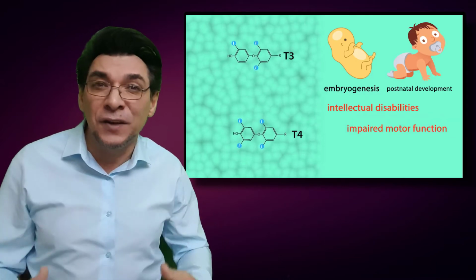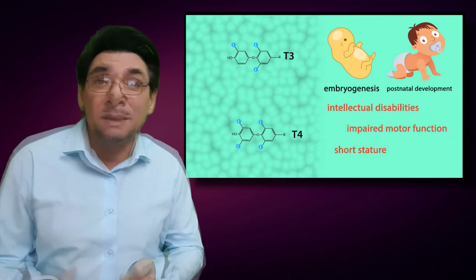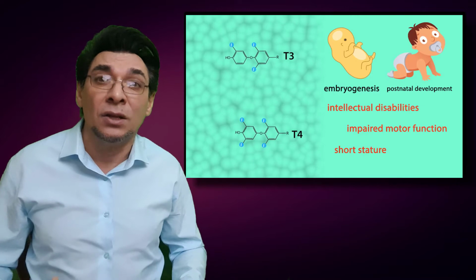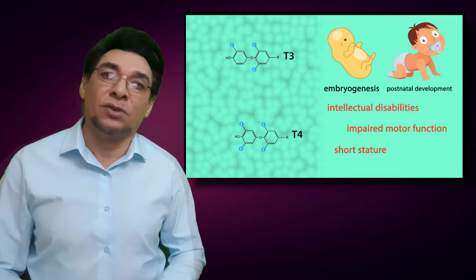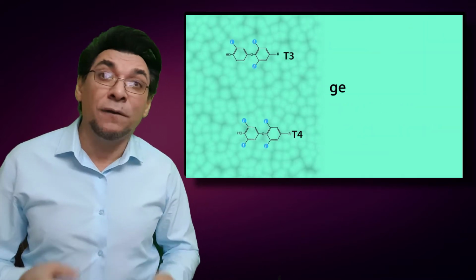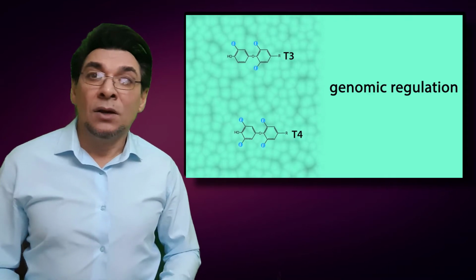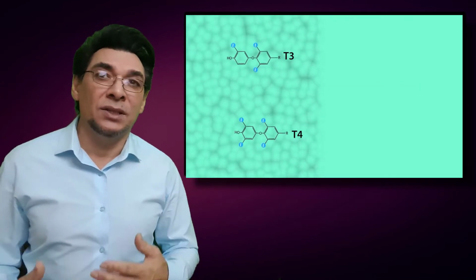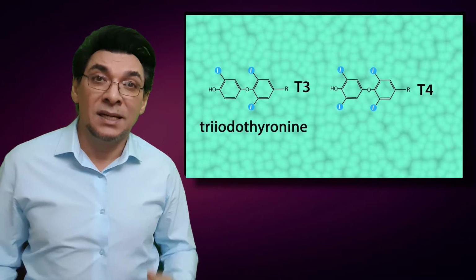If insufficient iodine is present, production and secretion of the thyroid hormone decrease. A lack of iodine in the diet results in reduced T3 and T4 synthesis.